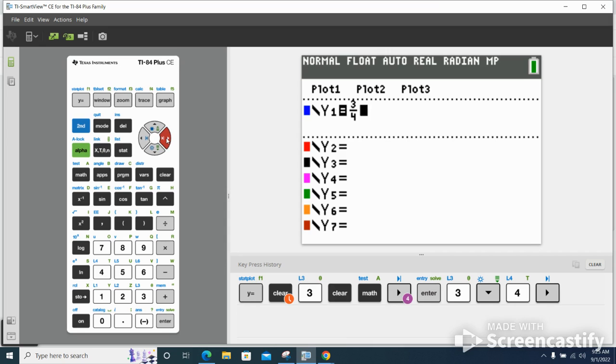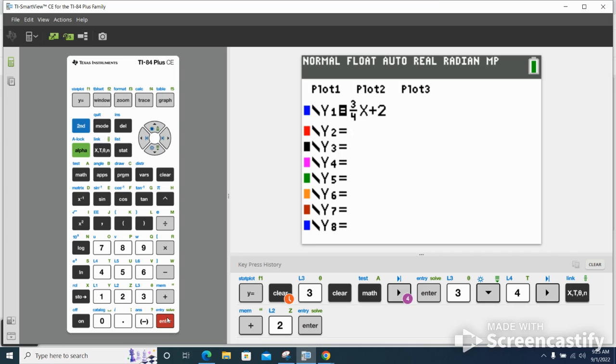Now, based on the equation, I need to put an X. Do you guys see the X button right here? Click on that. And then it says +2, right? +2. Okay? So this calculator is going to calculate all the values of Y based on us plugging in certain numbers for X. So hit enter. Okay? Do you have this on your screen?